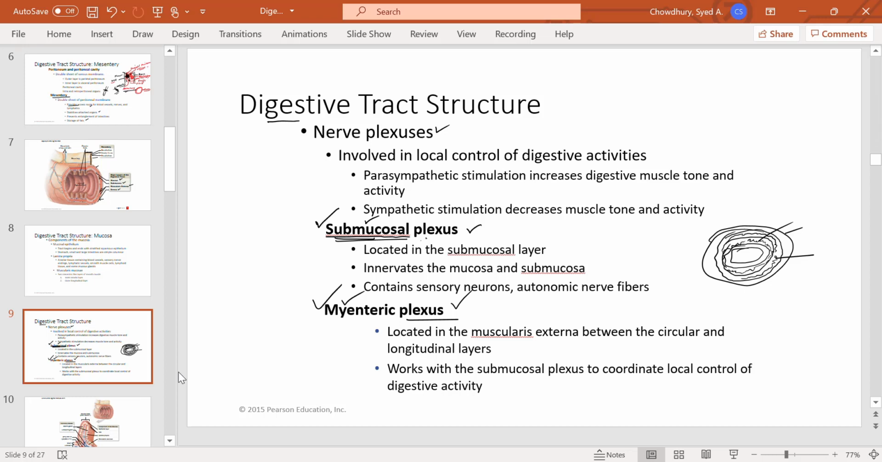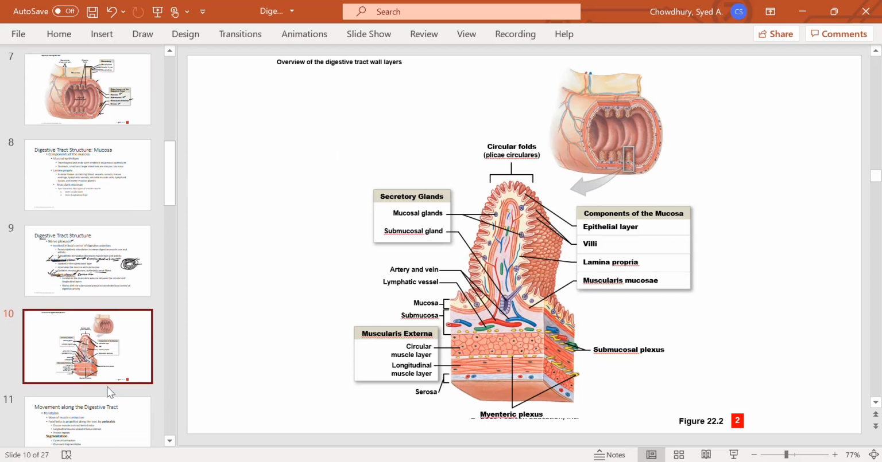Okay, and you know there are some exocrine glands in the submucosa. We talked about that. The glands, like serous and mucous glands, secrete chemicals, and that secretion is controlled by the nerve plexus. Makes sense? Autonomic nerve fibers. And the myenteric plexus, since it is in the muscle layer, the muscularis externa, controls the contraction of the GI tract. Makes sense? And the submucosal plexus controls secretion from the glands. Okay, both are very important, right?